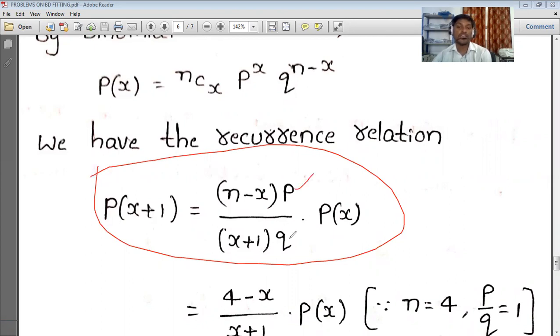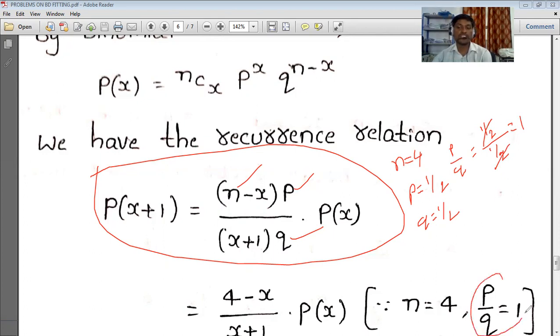We know the value of p, the value of q and the value of n. So n is equal to how much? The number of trials, 4, and p is equal to how much? 1 by 2, since the coin is unbiased, and q is equal to 1 by 2, right? So what will we get for P by Q? P by Q is nothing but 1 by 2 divided by 1 by 2, which is equal to 1, since both cancel. So that's why we wrote P by Q is equal to 1.